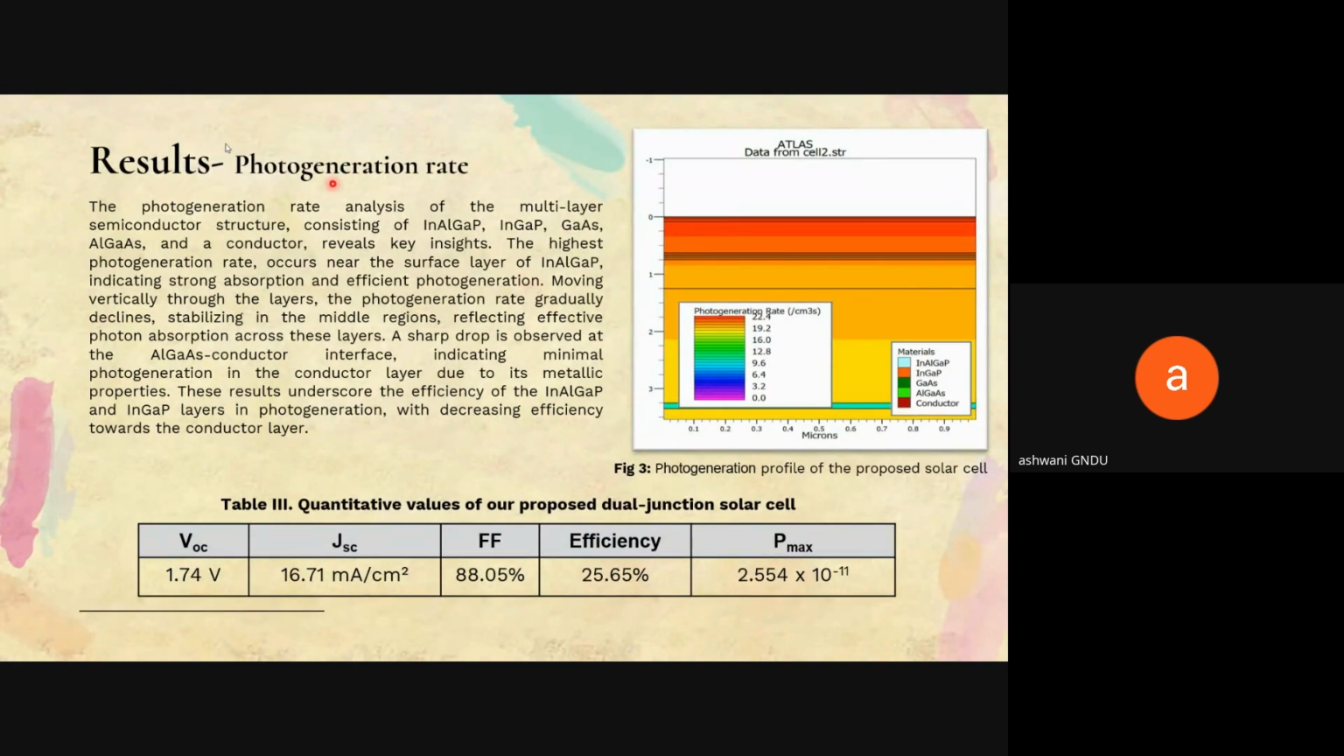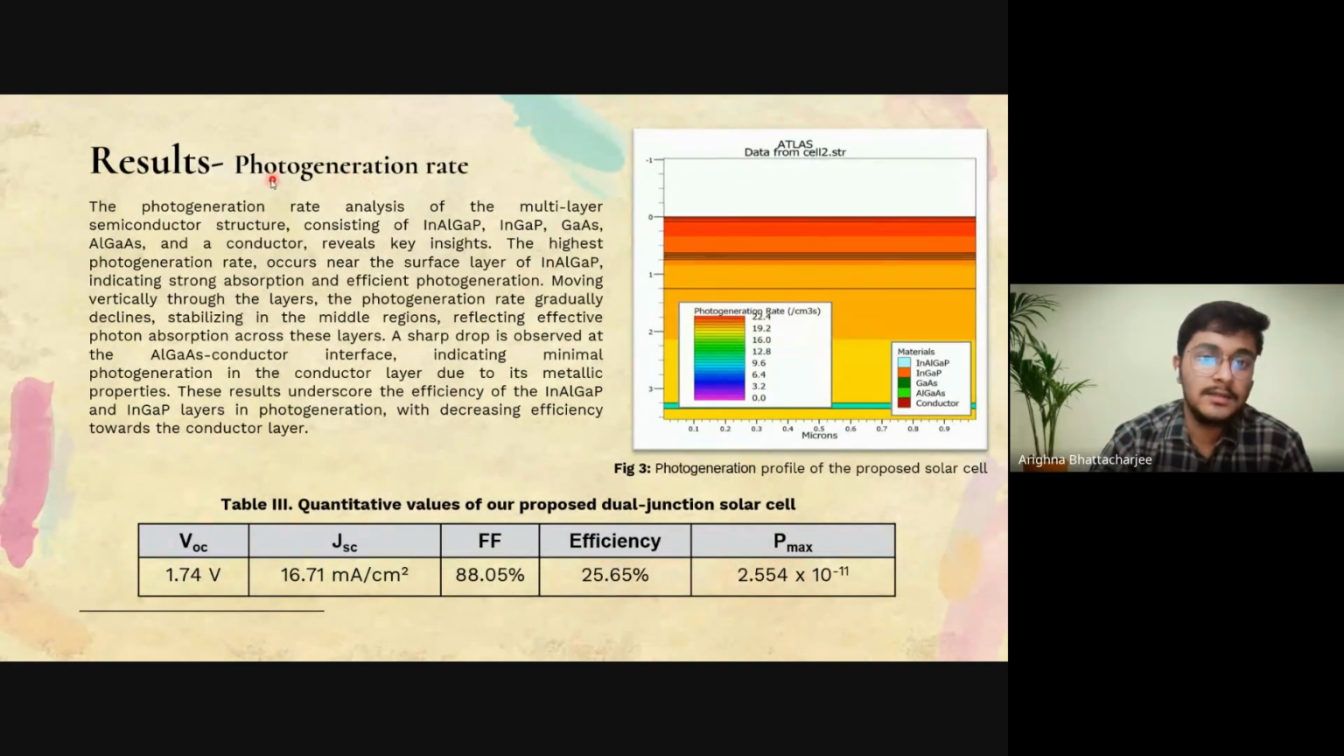Yes, sir. Thank you. For the results, this is the photo generation profile of the proposed cell. It is higher in the higher regions due to more absorption. In the emitter layers, it is higher as well. It decreases as we go vertically downwards in the proposed cell.